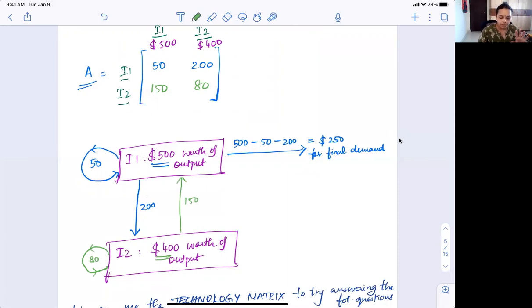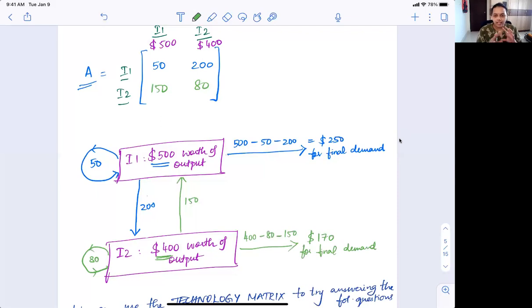Now, if out of 400, 80 is cycled within itself and 150 goes to the first industry, then what is remaining? So we have 400 minus 80 minus 150. So this will be 400 minus 230, which gives us about $170 worth of output. So essentially what we've now done is construct another matrix of final demand, and I'll show that to you in just a moment.